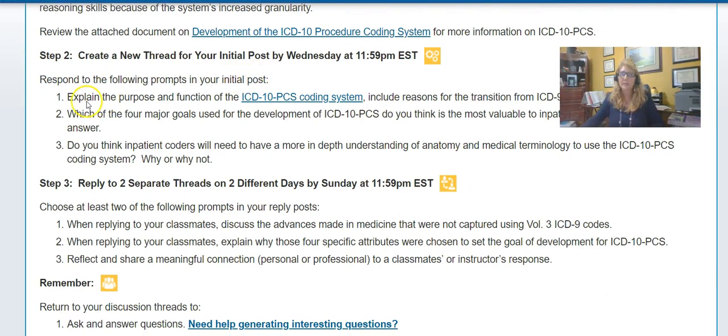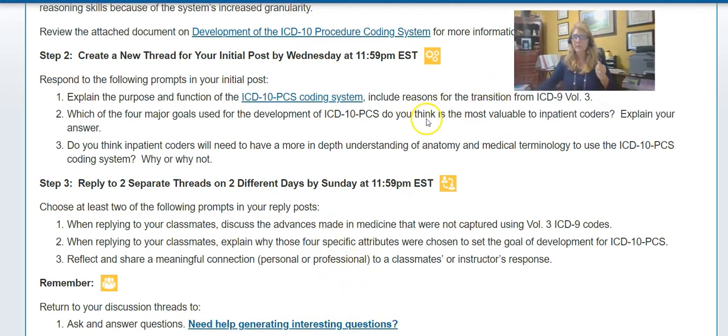After you've looked at that, I want you to respond to the following prompts in your initial post. You want to explain the purpose and the function of ICD-10 PCS coding system. And if you download and read the Development of the ICD-10 Procedure Coding System, you're going to have a good understanding of that. You want to make sure that you also include the reasonings for why we transitioned from ICD-9 Volume 3. This was the system we used before ICD-10.